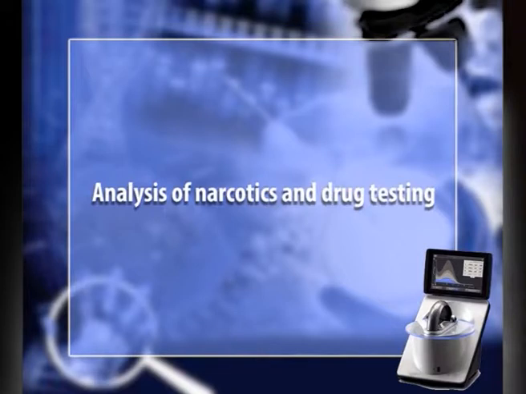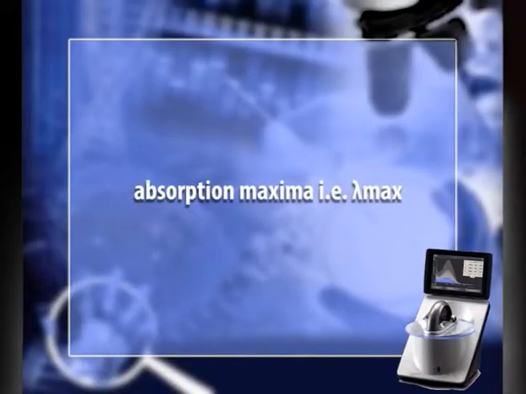Analysis of narcotics and drug testing. Analysis of narcotics and related drugs is an important part of forensic science. UV visible molecular absorption is routinely used for the analysis of narcotics and for drug testing. The presence of these drugs can be confirmed from their absorption maxima, that is lambda max, or by comparing the UV visible spectra of these drugs with spectra of the authentic sample.